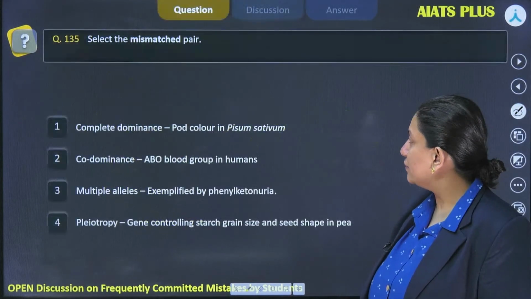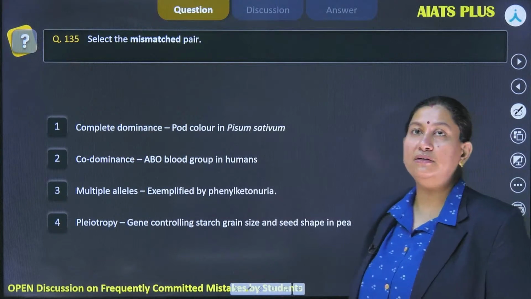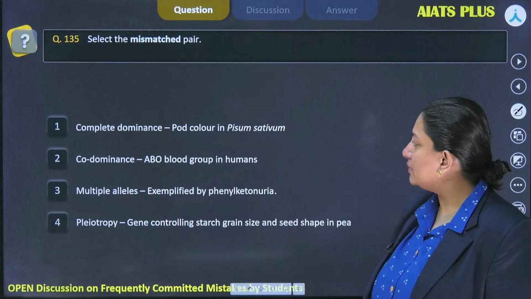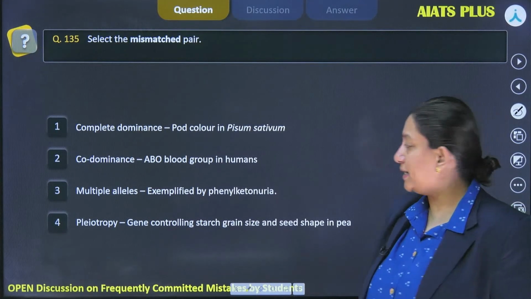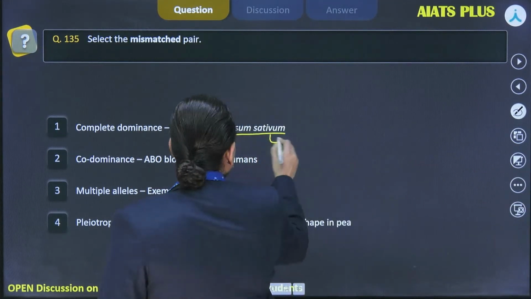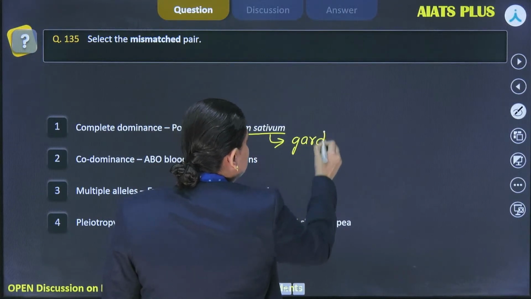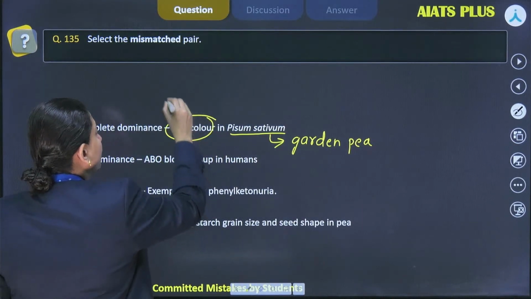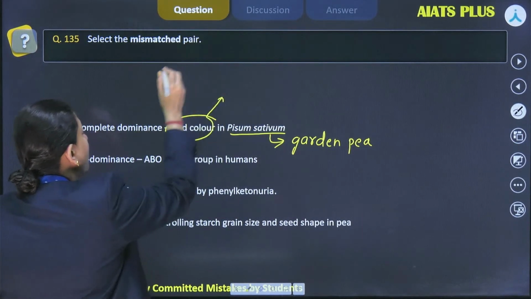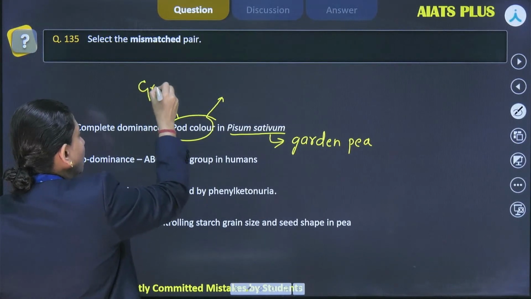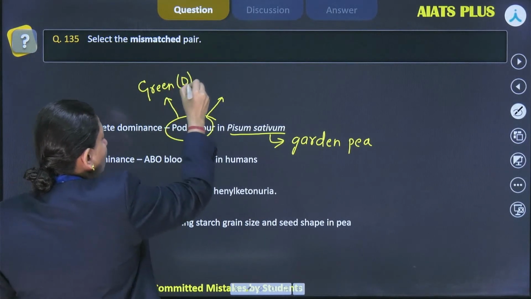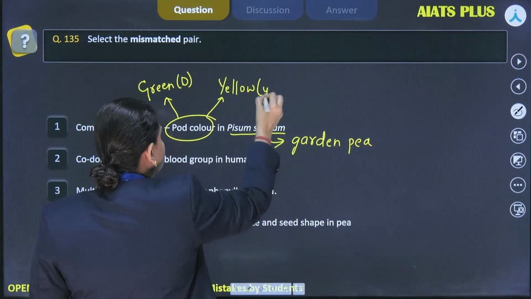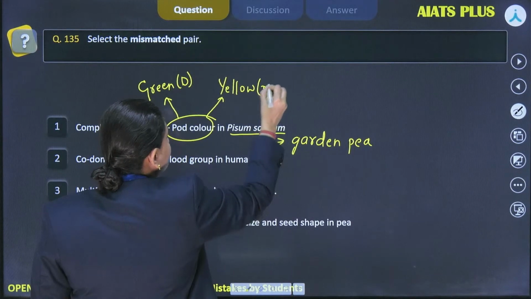Now moving ahead to another question, where we have to select the mismatched pair. The first one says complete dominance in pod color in Pisum sativum, right? Pisum sativum means we are talking about the garden pea. And when we talk about the pod color here, we will be seeing two traits. One is green. This green is dominant over the yellow, right? So this is the recessive one.